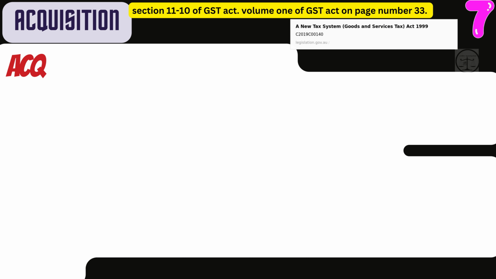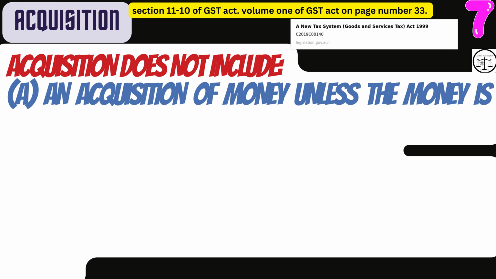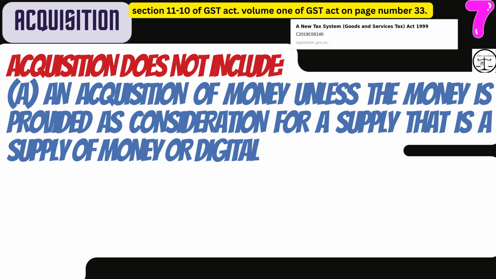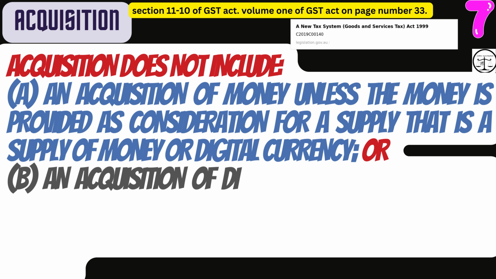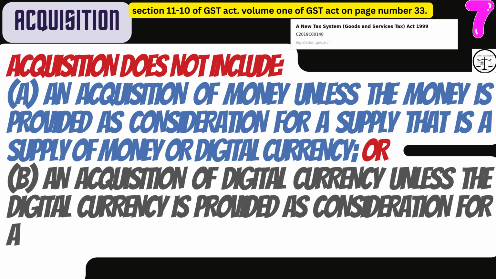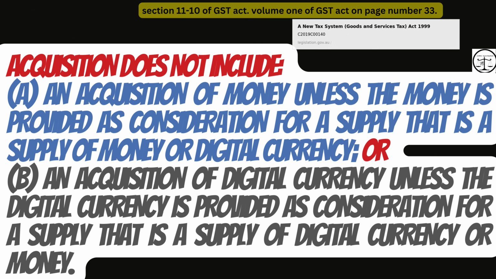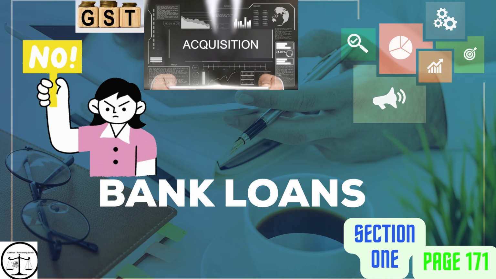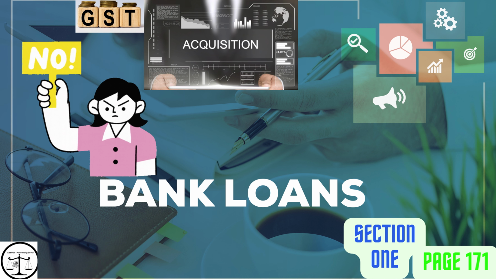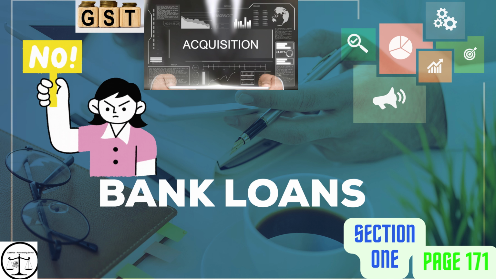However, acquisition does not include A. An acquisition of money unless the money is provided as consideration for a supply that is a supply of money or digital currency, or B. An acquisition of digital currency unless the digital currency is provided as consideration for a supply of digital currency or money. For example, if you acquire money by loan, that is not considered an acquisition for GST purposes, if you acquire money with supply of anything or by payments received.